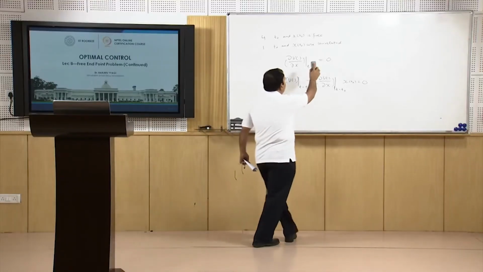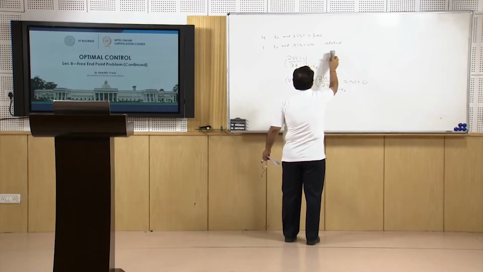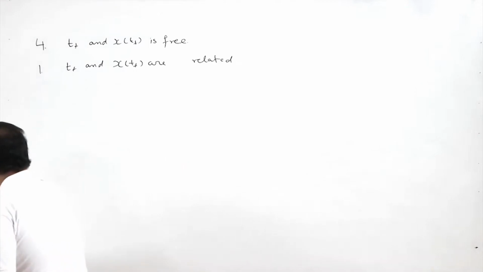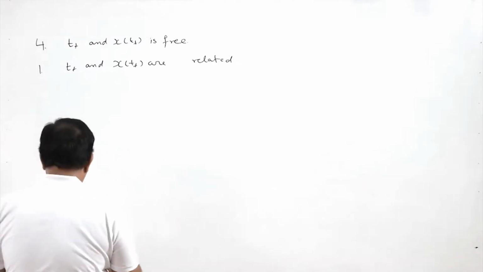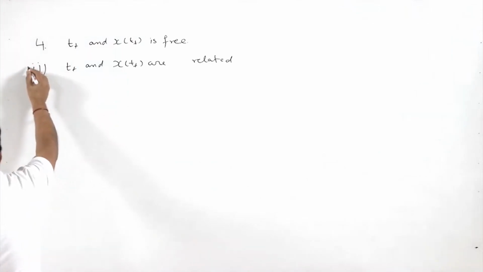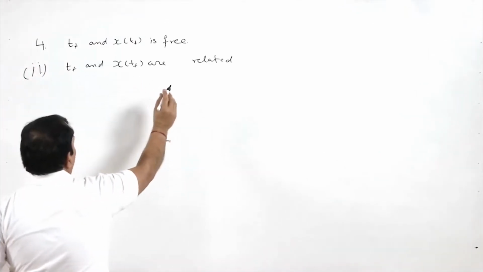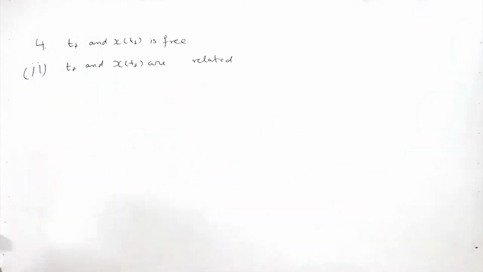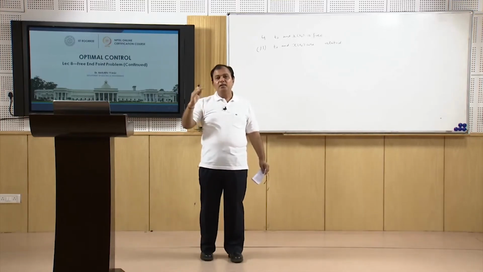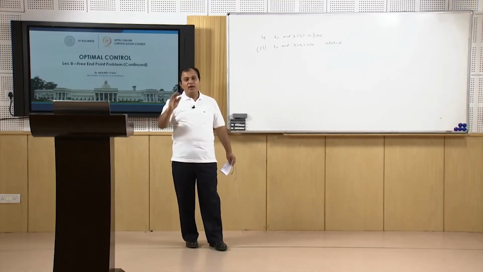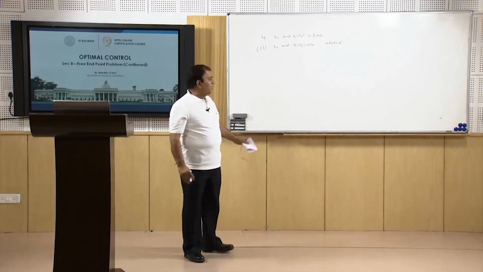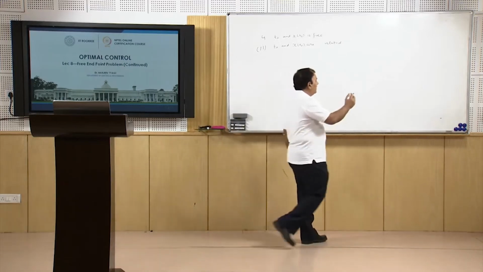In the second case, if these two are related, so the second case we are saying, if tf and x(tf) are related, it means there may be a case that one of them is a dependent variable of the other. So, if I am treating one as independent, the other may be dependent on the first variable. Let us take an example in this case.